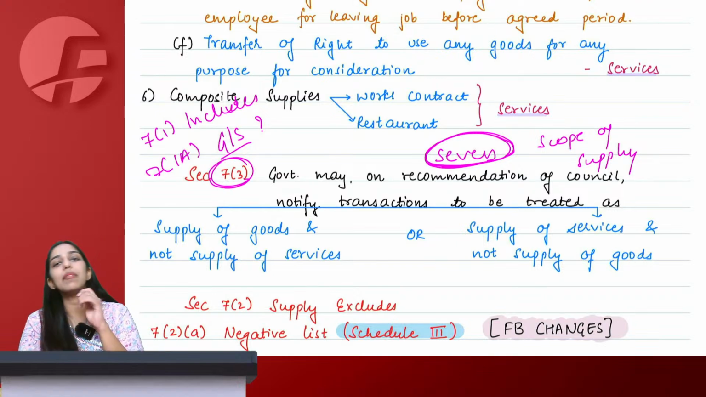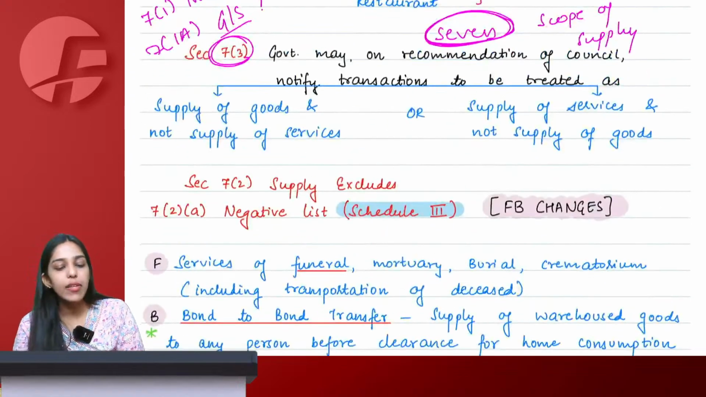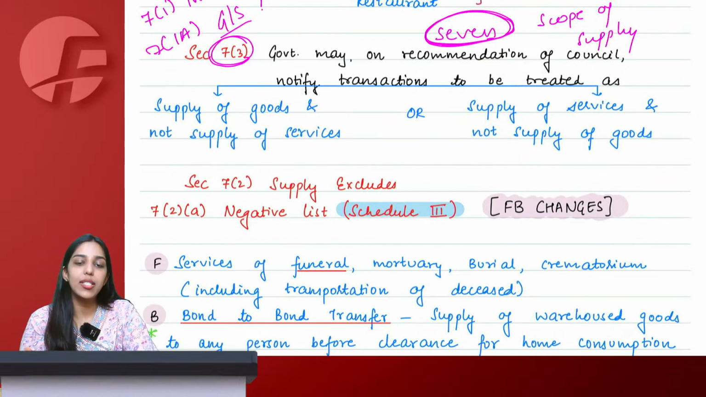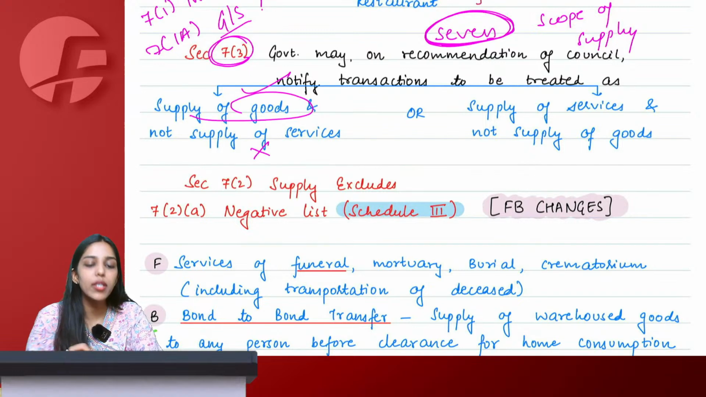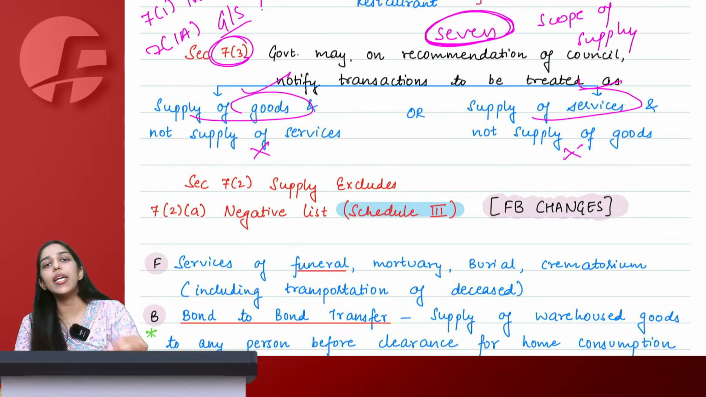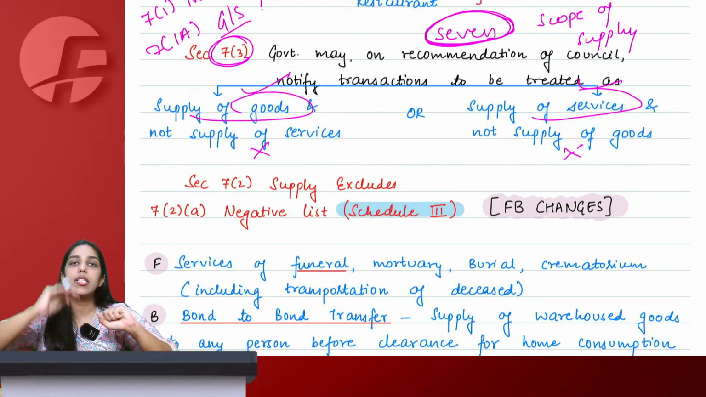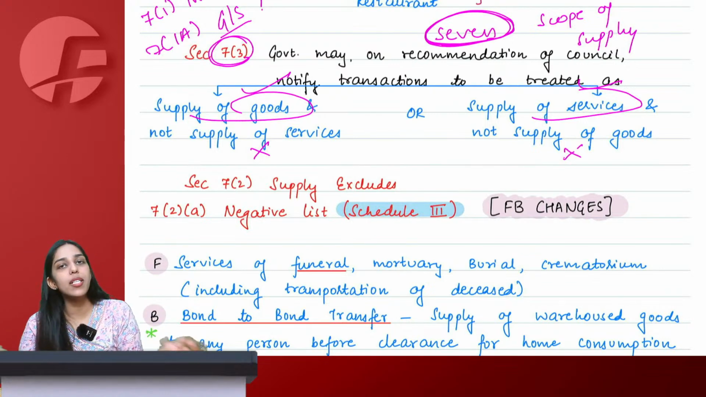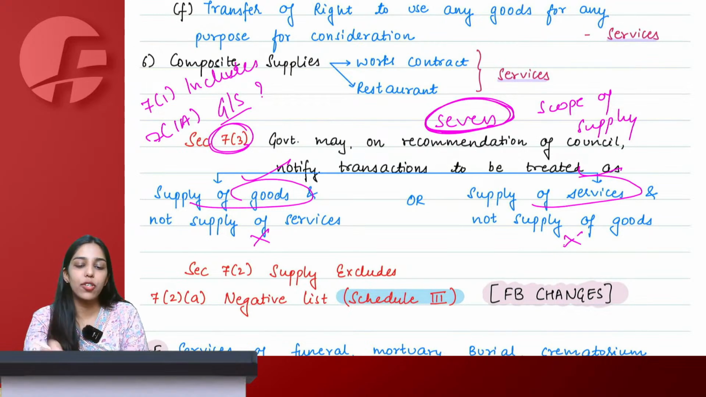7(3) is just the time pass empowering section. 7(3) says that the government has power. It is just an empowering section giving power to the government to notify certain transactions as supply of goods not services, or supply of services not goods. So today the government can come up and simply say selling of lectures is supply of goods not services, or selling of lectures is supply of services not goods, and we have to accept it. So it is just an empowering section.